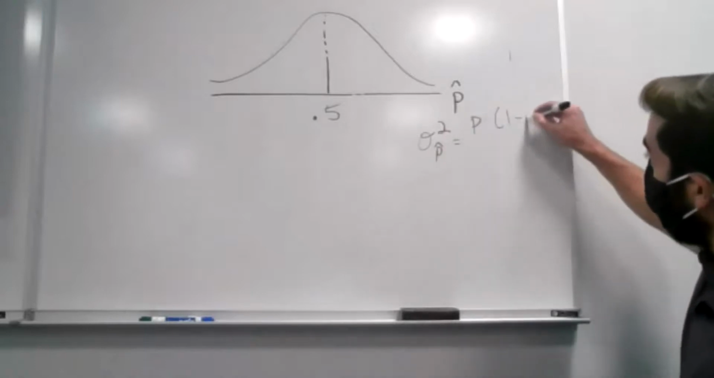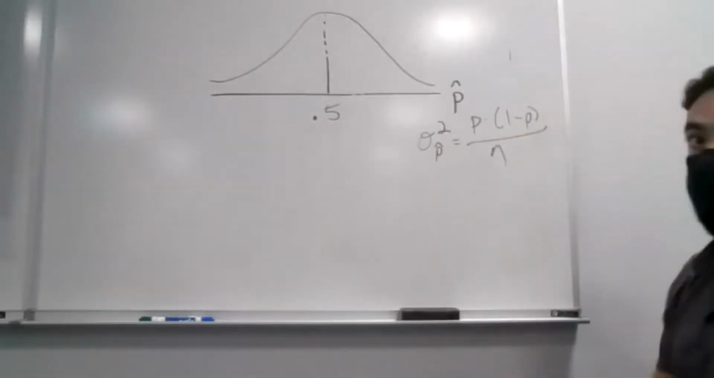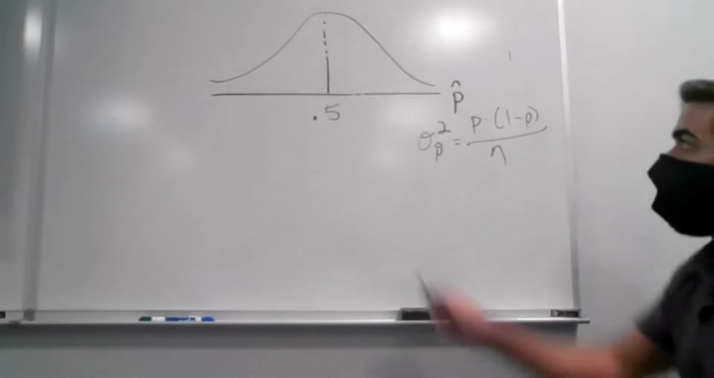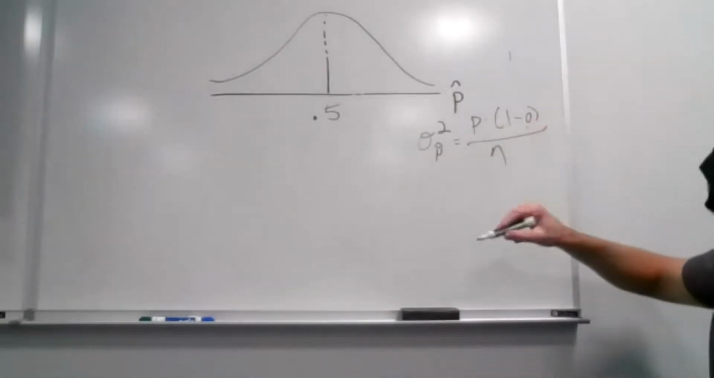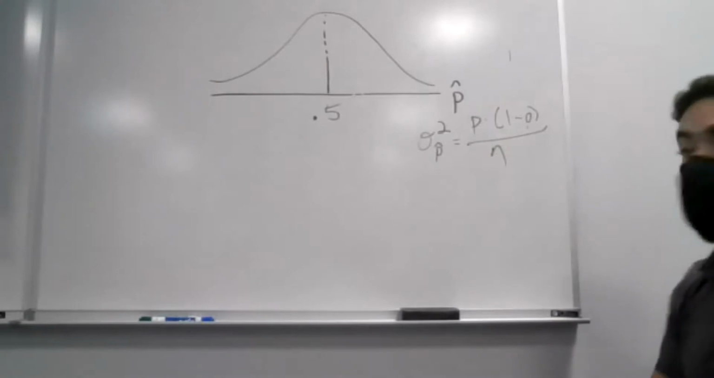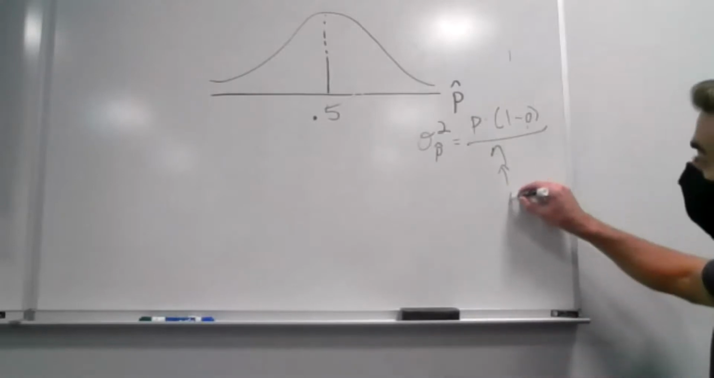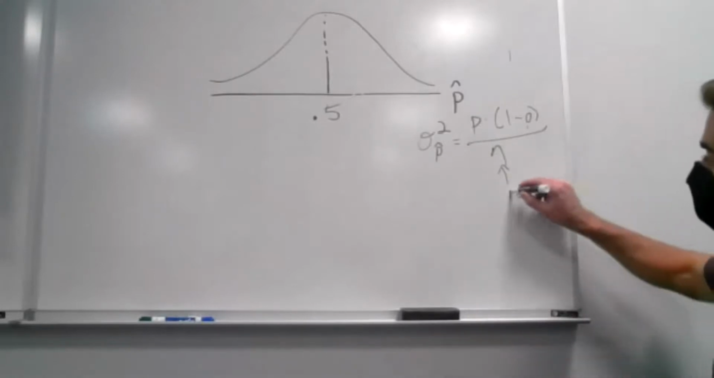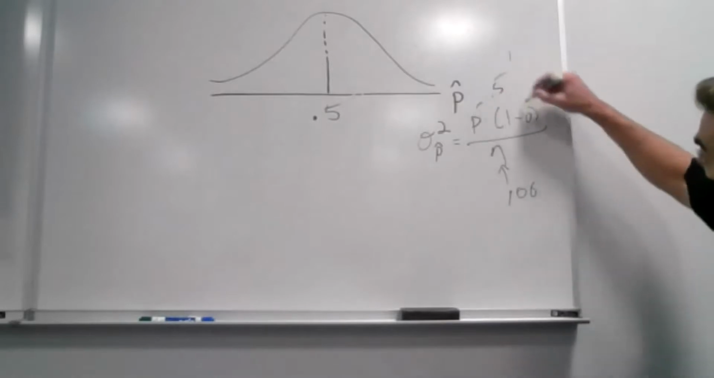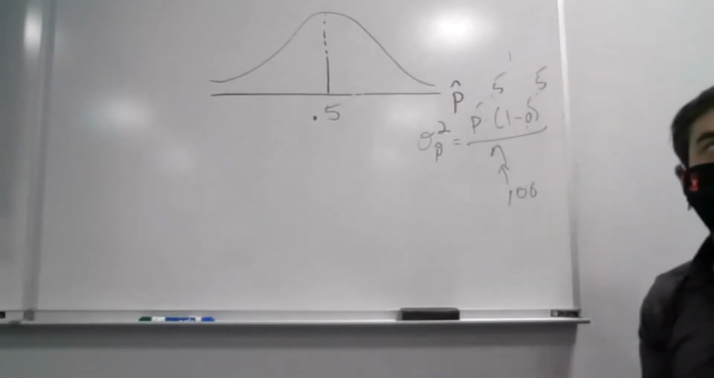p times 1 minus p over the sample size, right? Well, all I do there is plug in 0.5, 0.5, and I believe I said 55 out of 100. So my n here would be 100, 0.5, 0.5, okay?